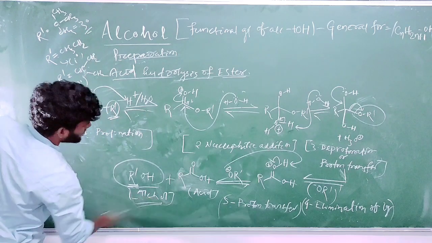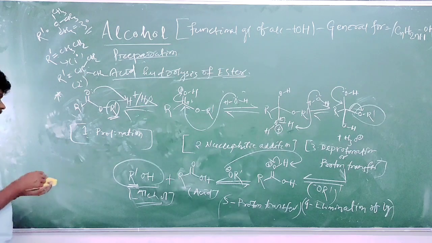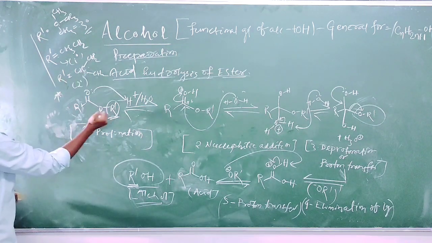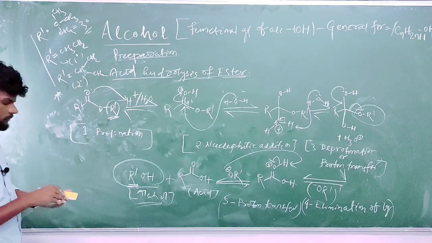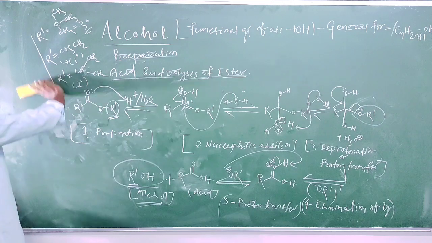a 3 degree alcohol. So these are the methods through which you can synthesize 1 degree, 2 degree and 3 degree alcohols by changing R dash in the ester molecule. Okay, all of you get it?